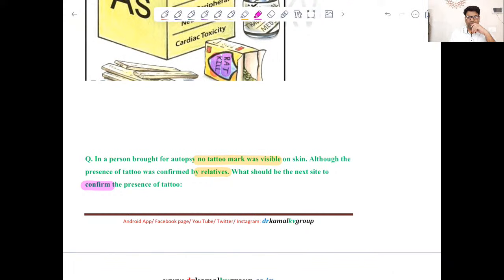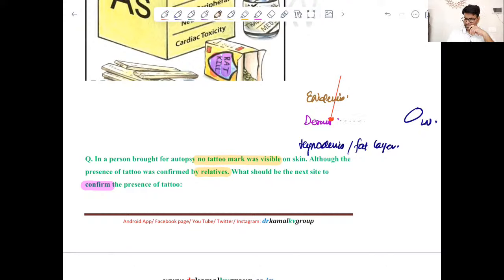Yes, what happens whenever there is tattooing? Suppose this is the epidermis, and deep to the epidermis is the dermis, then finally we have the hypodermis, that is the fat layer. So what happens whenever there is tattooing? The dye is injected somewhere here in the dermis, and from the dermis, if suppose this is the lymph node here, the dye can, by way of vessels, go into the lymph node, right?